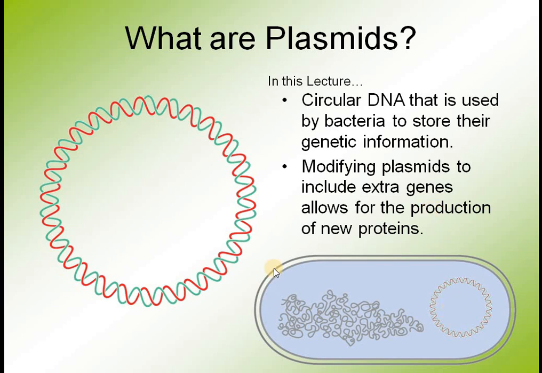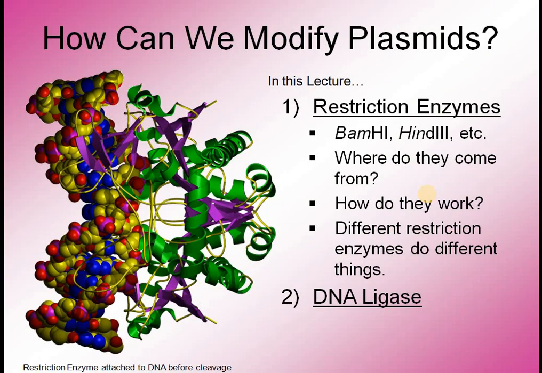So plasmids are extra-chromosomal circular self-replicating DNA molecules, used by bacteria to store genetic information. Modifying the plasmid to include extra genes allows for the production of new proteins. How can we modify the plasmid? We can modify it using restriction enzymes and using DNA ligase enzyme.